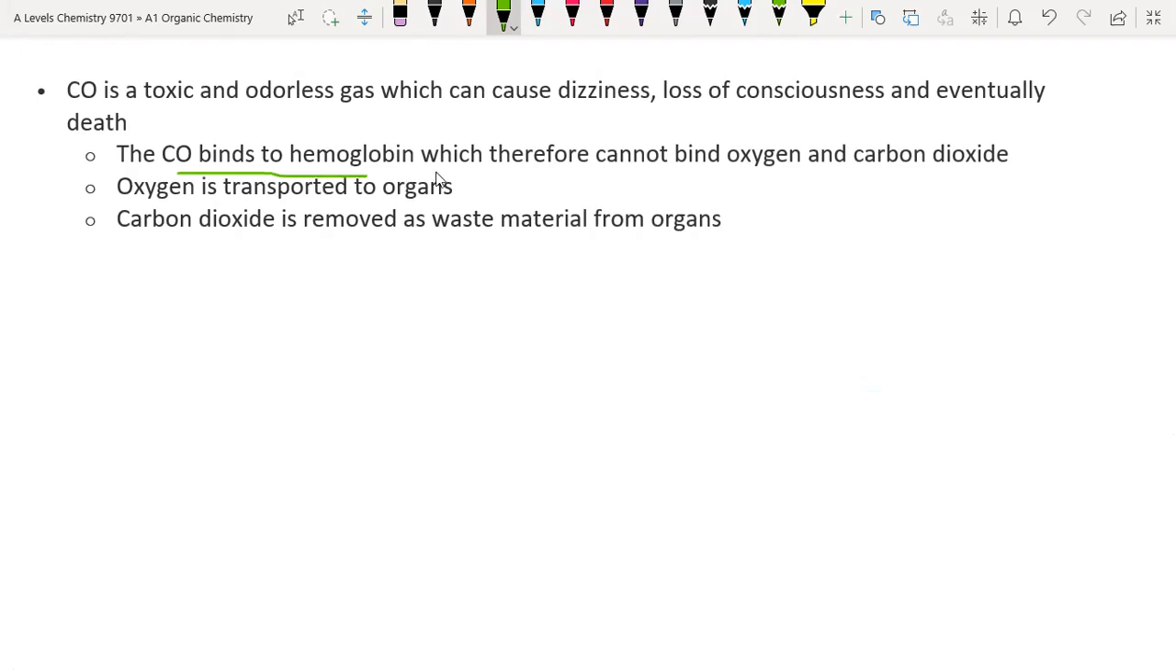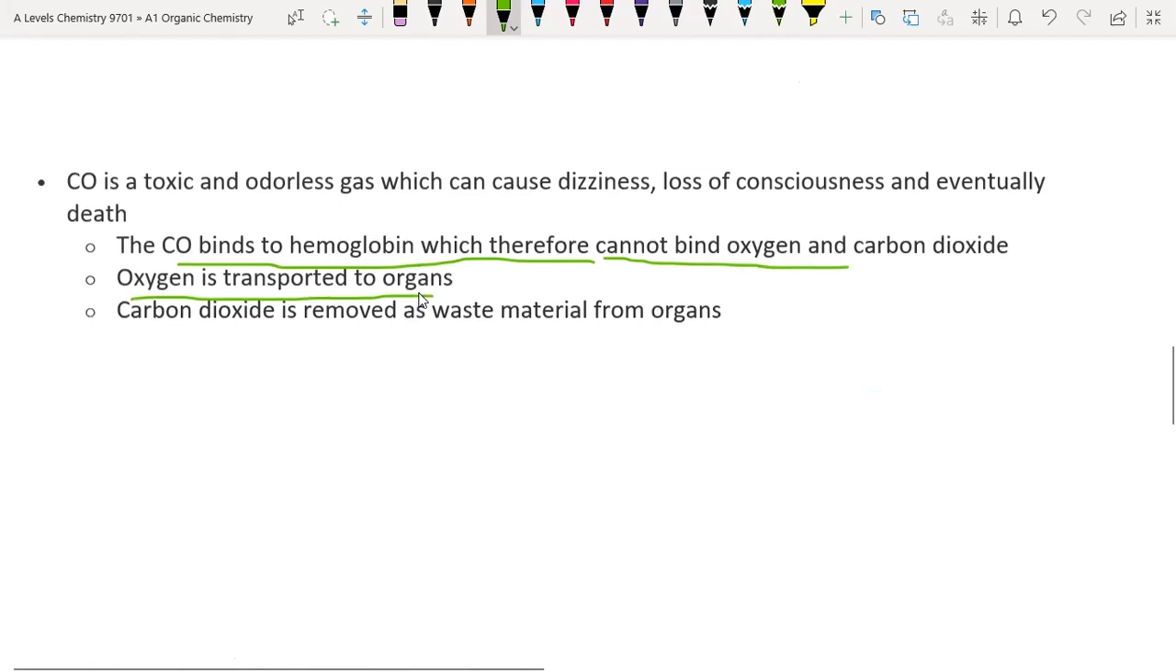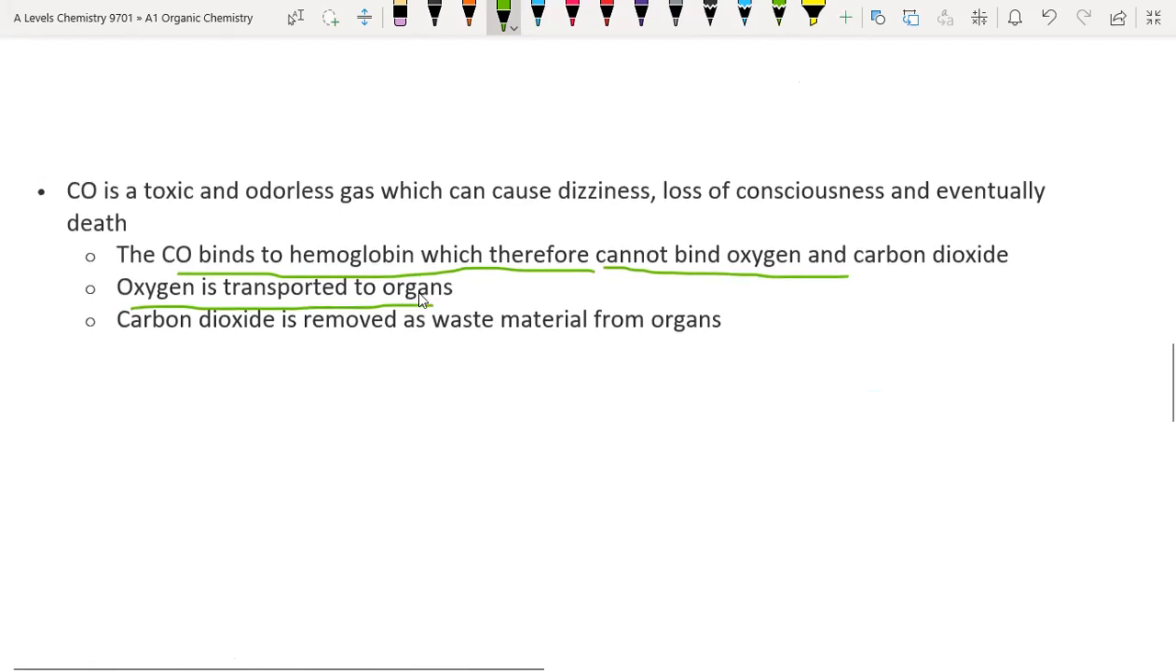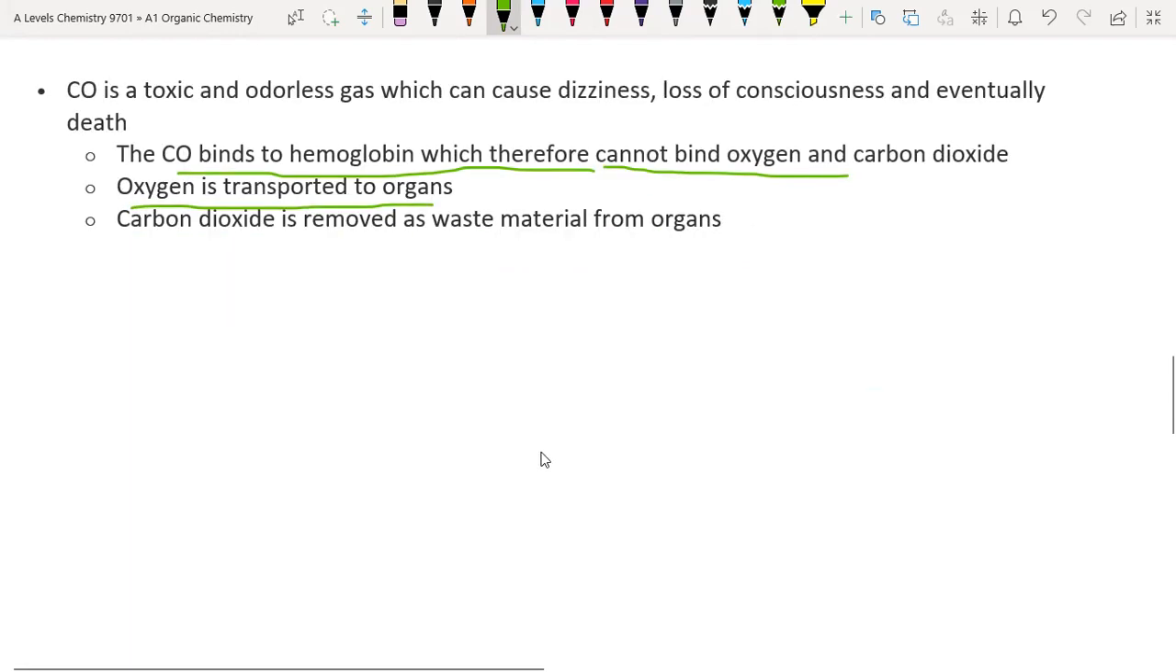It binds to the hemoglobin, which therefore cannot bind oxygen and carbon dioxide. Oxygen is transported to organs. Carbon dioxide is removed as waste material from the organs. When carbon monoxide binds to the hemoglobin, its capacity of binding carbon dioxide and oxygen is blocked, as a result of which muscles collapse, the person feels dizziness, and eventually it causes death.